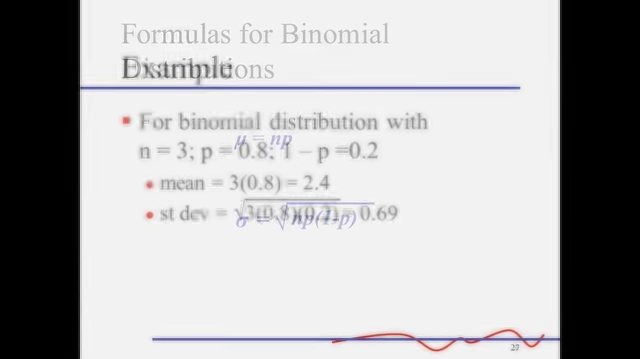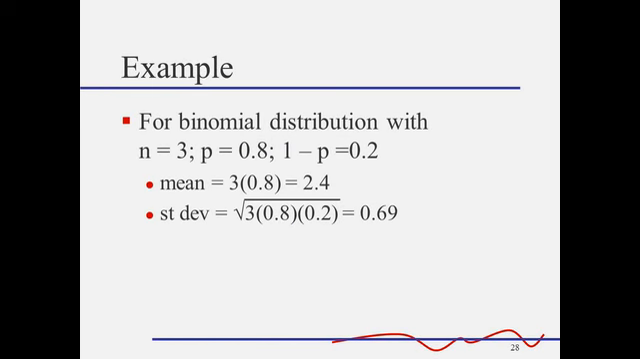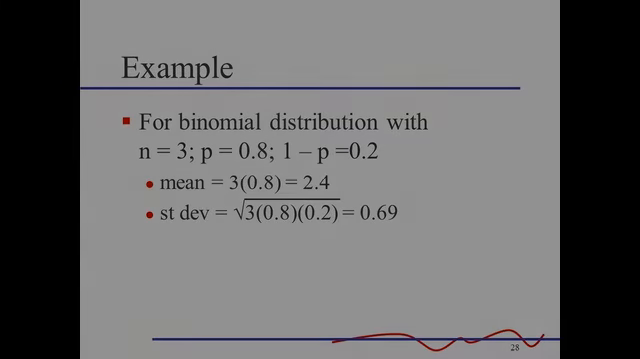So what about our example? If we flip that weighted coin 3 times, and we do it over and over, thousands of times, out of 3 flips, how many heads will we get on average? The mean is n times p, so we have 3 times 0.8, which is 2.4. And the standard deviation is 0.69. And that's how it works. We'll practice this more in class, and you will see why binomial distributions are so cool.